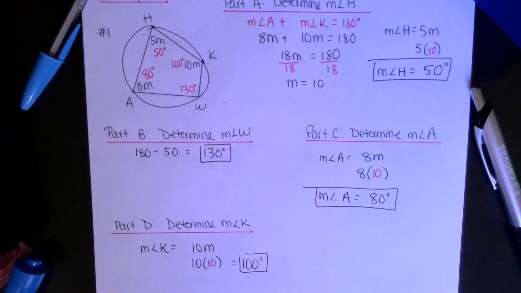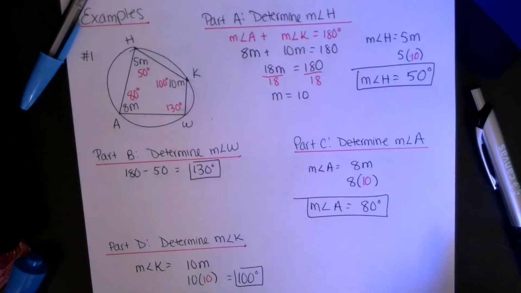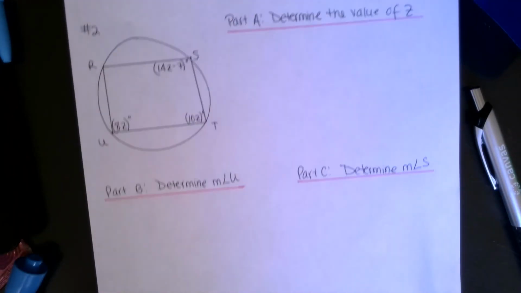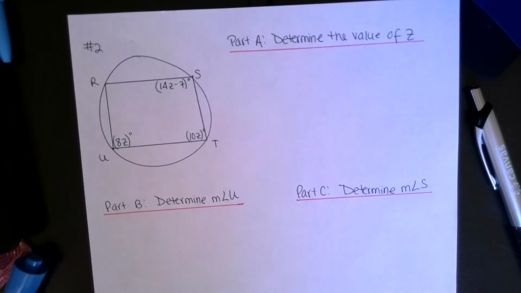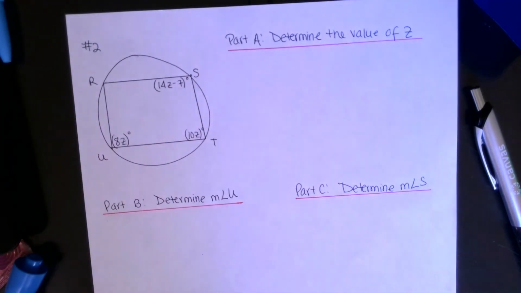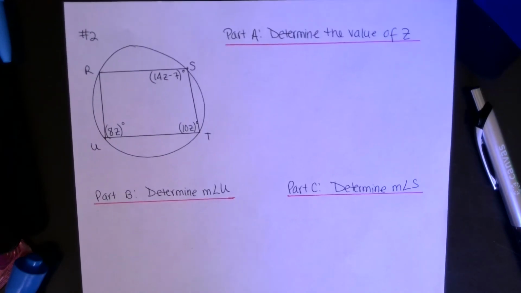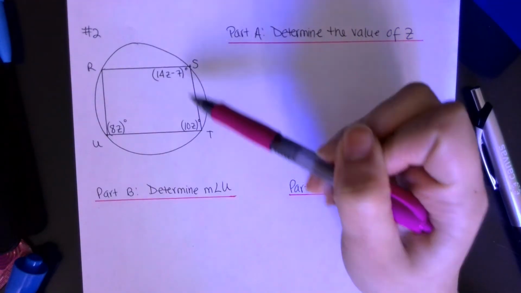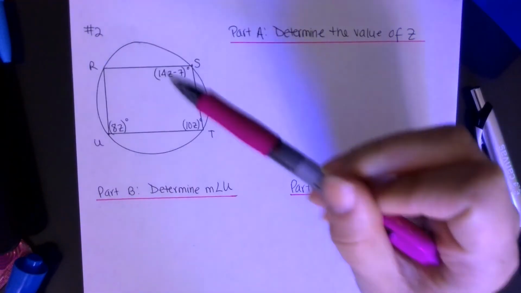Okay, so now we're going to do the last example for this, example 2. It says determine the value of z. So I have z in more than one location, so it doesn't just choose what's going to help you solve it. These are all inscribed angles because the vertex of the angle is on the circle. I don't have any arcs to help me.